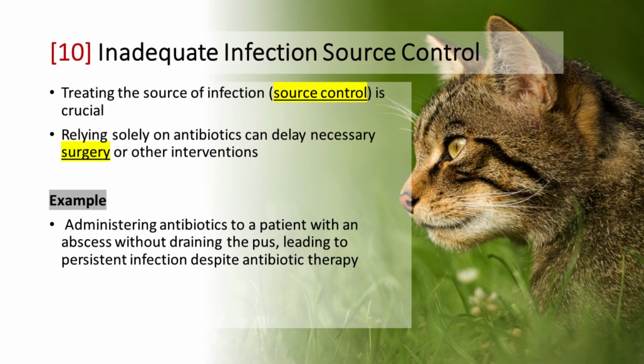Pitfall number 10, inadequate infection source control. Treating the source of infection, source control, is just as important as prescribing antibiotics. Relying solely on antibiotics to treat infections without addressing underlying causes or complications can delay necessary surgical or other interventions. For example, administering antibiotics to a patient with an abscess without draining the pus, leading to persistent infection despite antibiotic therapy.